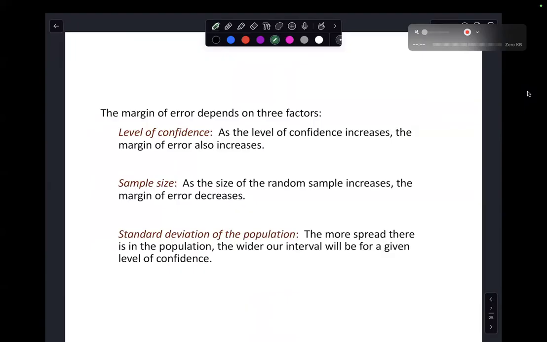Standard deviation. If I have a very large standard deviation, the population is going to be spread out, and that interval is also going to be spread out. So my interval is going to be dependent on that. If I have a super small standard deviation, my confidence interval is going to be smaller. I'll give you a second to write things down, and we'll move on.